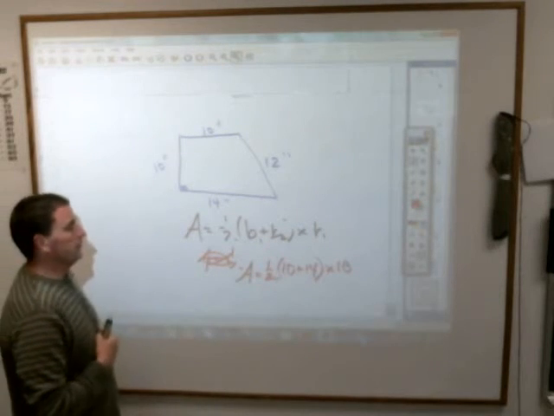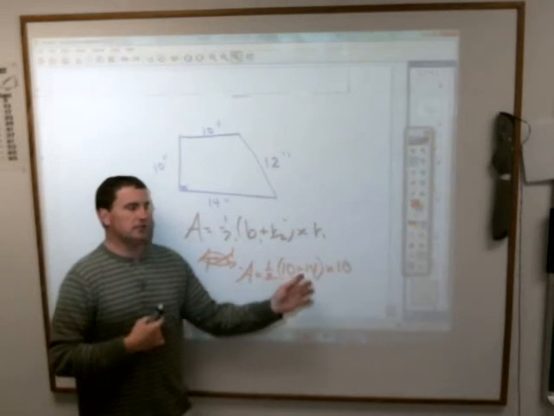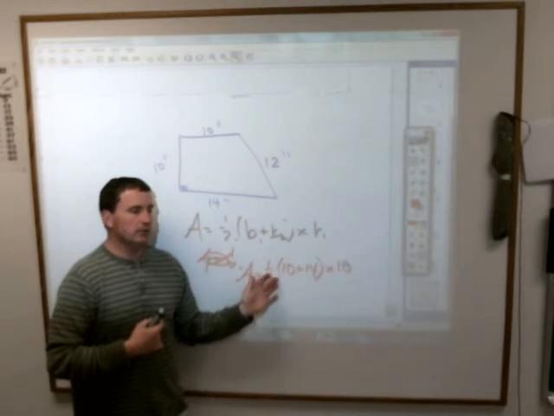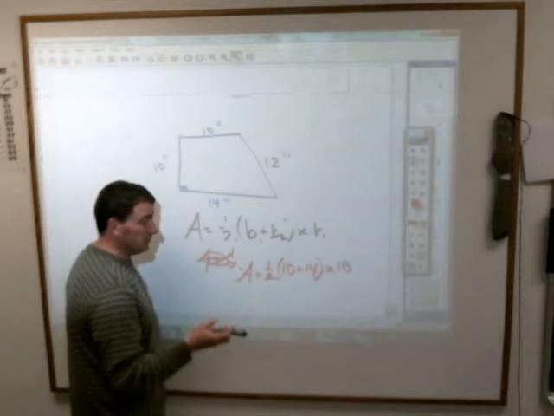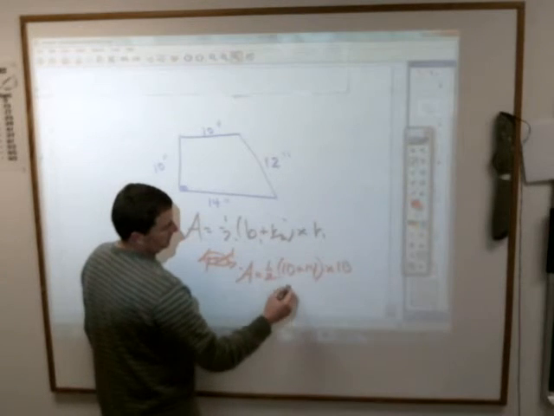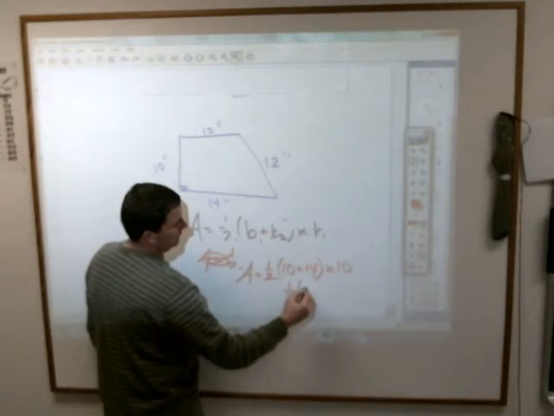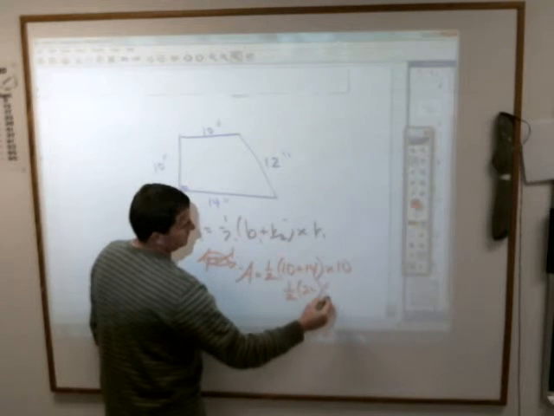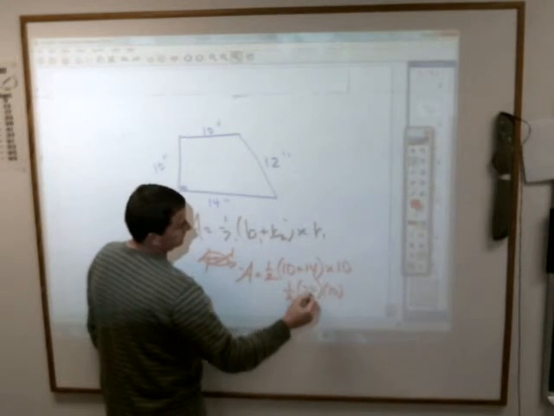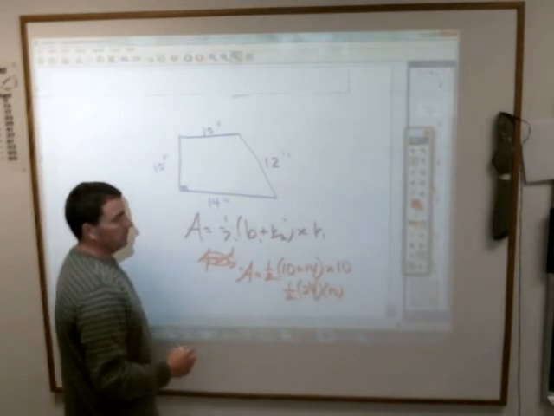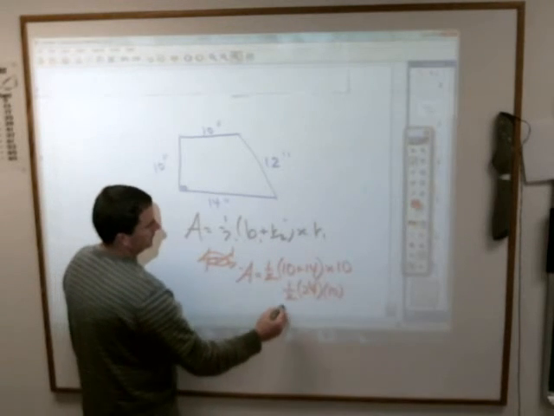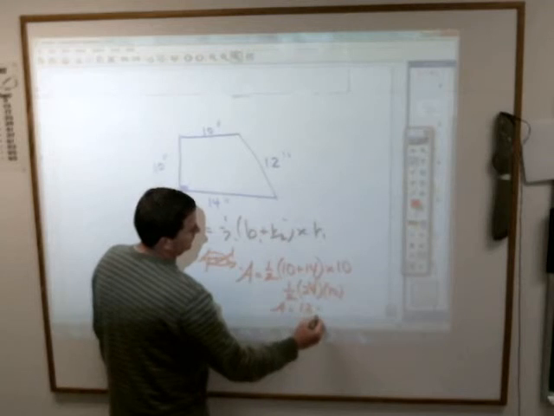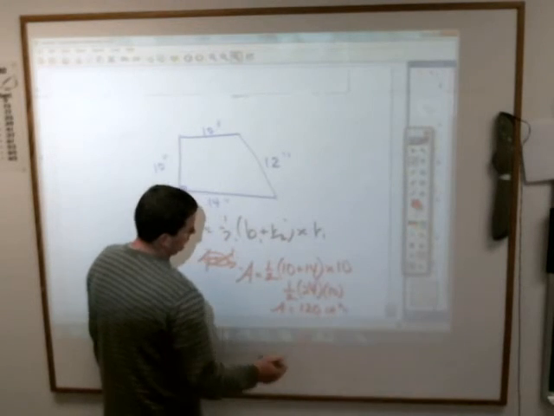Now, please note, when you get to this point, you can't take half of 10 or 14. Okay, you have to add them first before you take the half. After you add them together, then you can cut them in half, but not until that point. So you should have 1/2 of 24 times 10. And when you do that, Zacharias, you get area equals 120 inches squared.